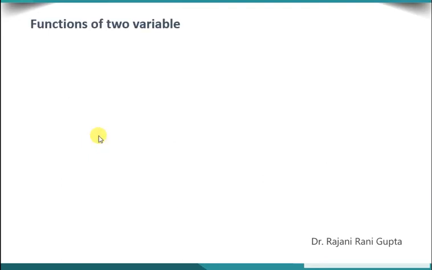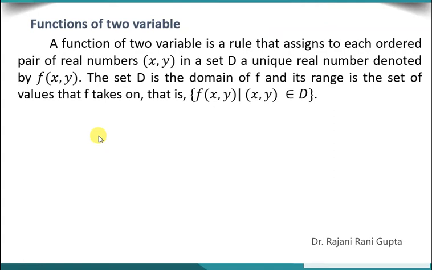So to define partial differentiation, first we should know about the function of two variables. So what do we mean by a function of two variables? A function of two variables is a rule that assigns to each ordered pair of real numbers x, y in a set D a unique real number denoted by f(x,y). The set D is the domain of f and its range is the set of values that f takes on. That is, this is the domain.